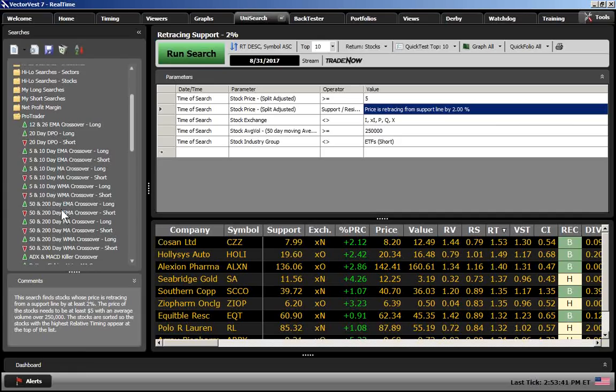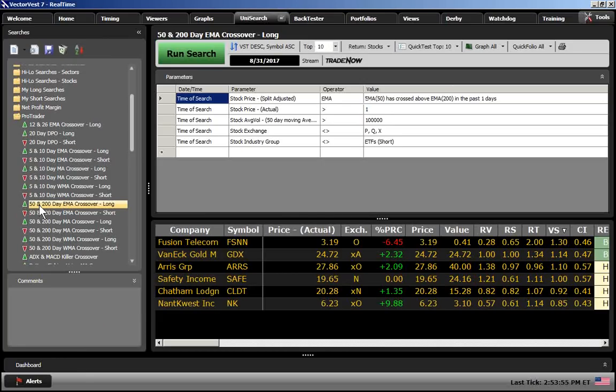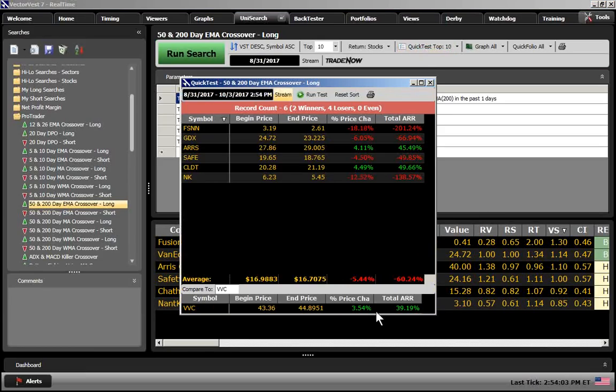Let's say that we got into a good DEW call, and we want to see the stocks that the big investors are going to start getting into. Why not run it? The 50 and 200 EMA. I'm going to run it. Let's see how well that would have worked. So now this is for the more conservative investor using technical analysis. Quick test top 10. Didn't work out so well. So now how can we fix that?